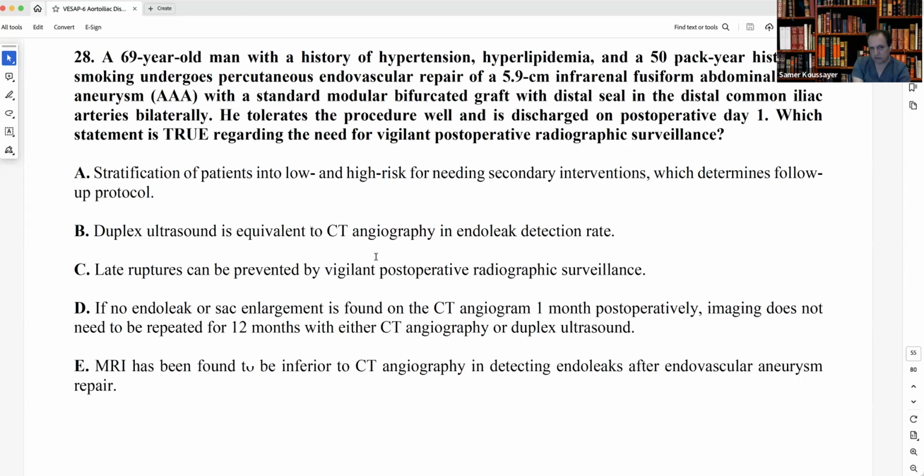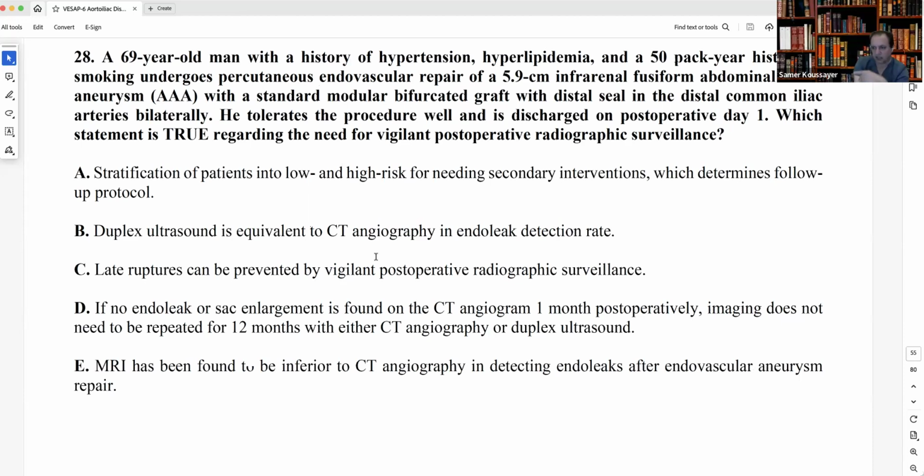No endoleak. Usually, what do we do now? We do 1 month, 6 months, 1 year, and then yearly after, correct? Yes. But this one tells you 1 month, 1 year, no 6 months. So is this correct or wrong? Typically we use it practically, but correct.